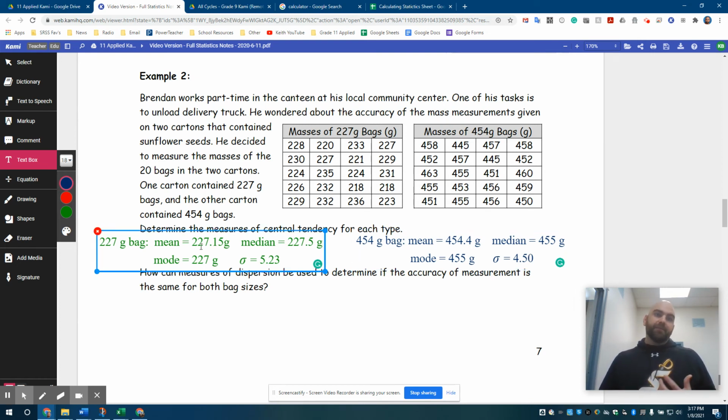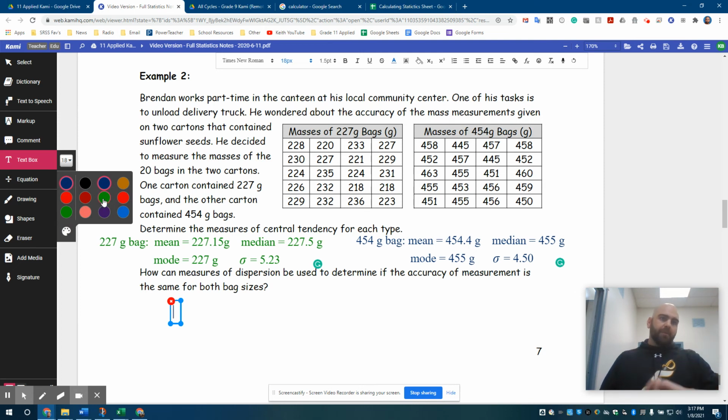Okay? And in fact, if we look at the mean, if we get a 227 gram bag, on average, we'll get 0.15 grams more. In a 454, on average, we're actually going to get 0.4 grams more. So we're actually going to get almost over twice as much extra seeds in those cases there.